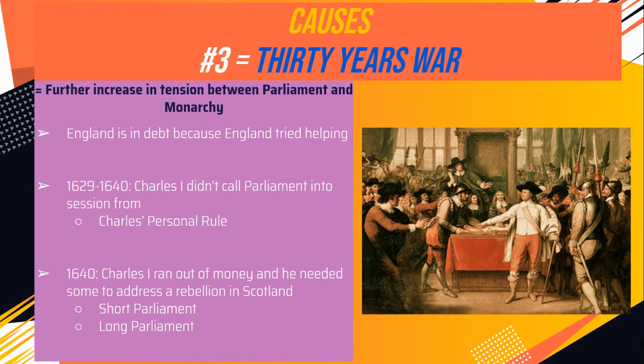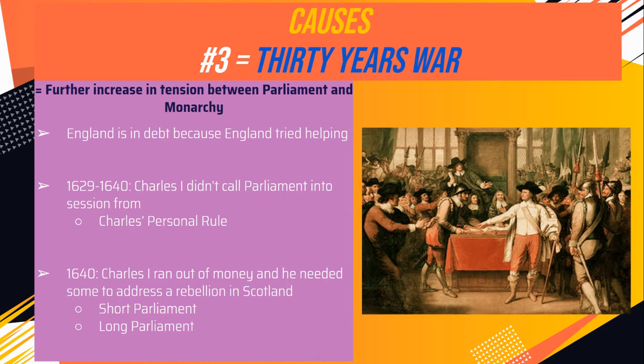Charles I didn't actually call Parliament into session, pretty much dissolving Parliament when you don't call it into session, for a long time, between 1629 and 1640. That time frame is also nicknamed Charles's personal rule because there were no checks and balances, right? There was no Parliament called into session. And then in 1640, Charles I runs out of money. He's like, oh crap. He needs some money because there was a rebellion in Scotland that he wanted to put down. So then he calls Parliament back into session, and this is called Short Parliament.